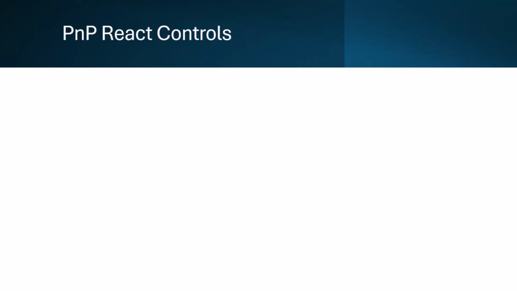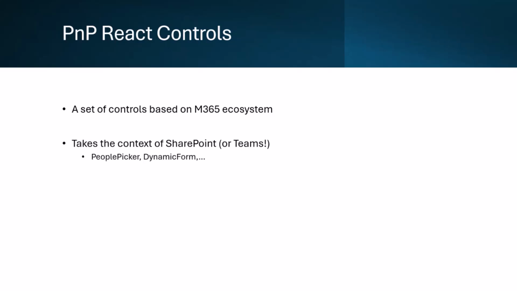First, the PnP React controls. Like I said, it's a list of ready-to-use controls based on the M365 ecosystem, which means that as it's related to the SPFx environment, you can get info regarding what's in the user's ecosystem. There are some controls that you can explore through the context of SharePoint or Teams. For example, the people picker, the dynamic form, the taxonomy picker. There are many of them that rely on the M365 environment.